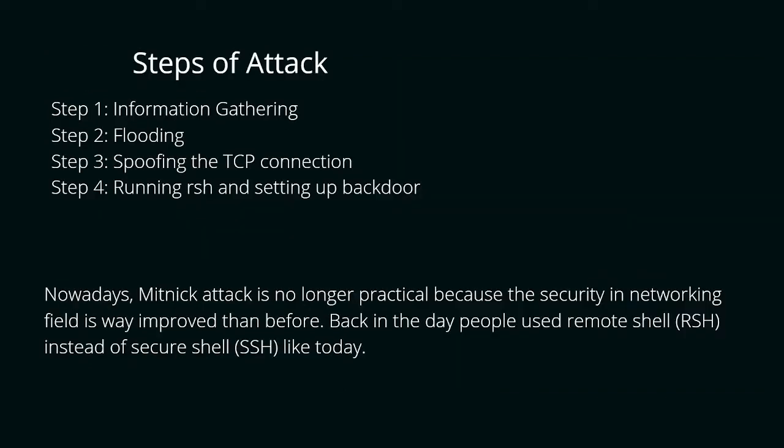There are four main steps. First is information gathering. We need to use the initial sequence numbers to communicate with the terminal. Second, SYN flooding to mute the server, so the trusted server does not communicate with the X terminal. Third is spoofing the TCP connection. Fourth, running RSH and setting up the backdoor.